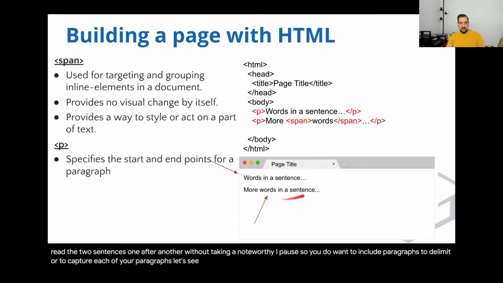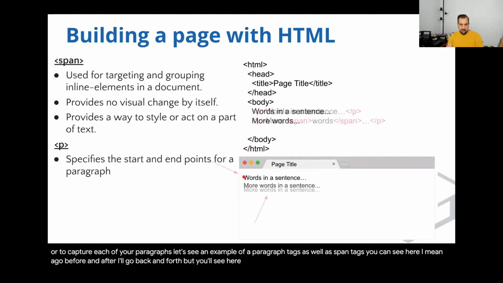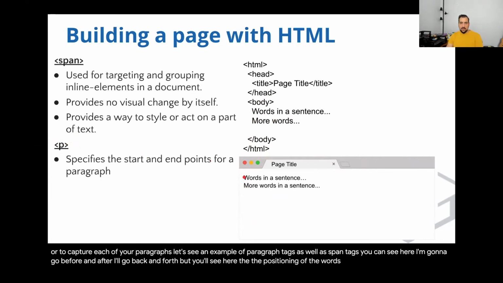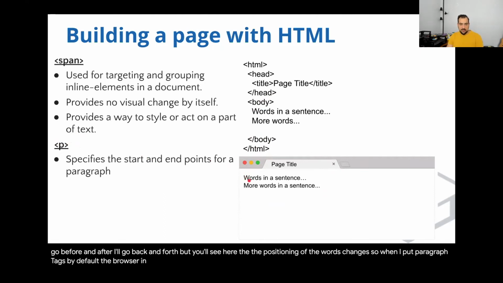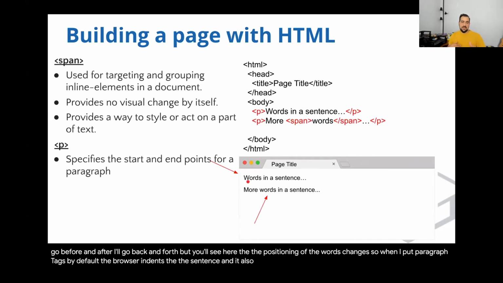Let's see. An example of paragraph tags as well as span tags. I'm going to go before and after, I'll go back and forth, but you'll see here the positioning of the words changes. So when I put paragraph tags, by default the browser indents the sentence, and it also gives it some space beneath the paragraph.